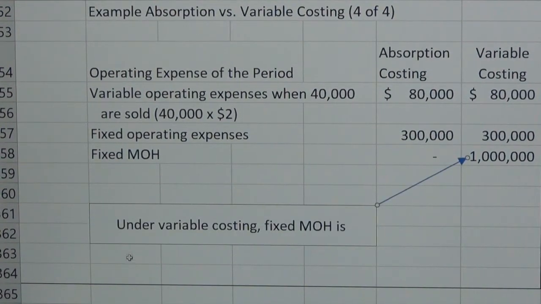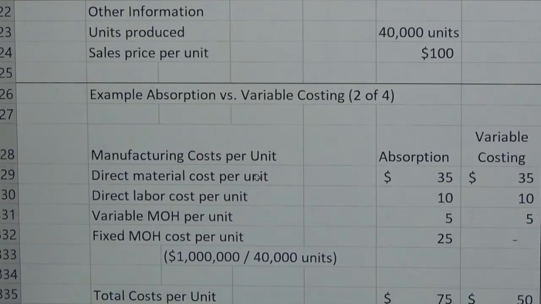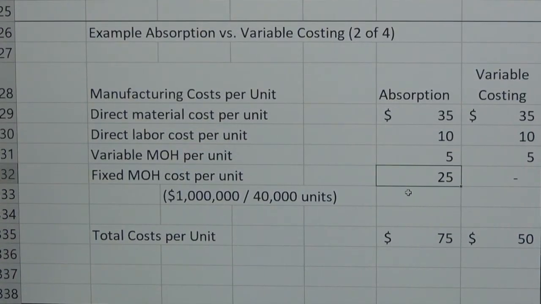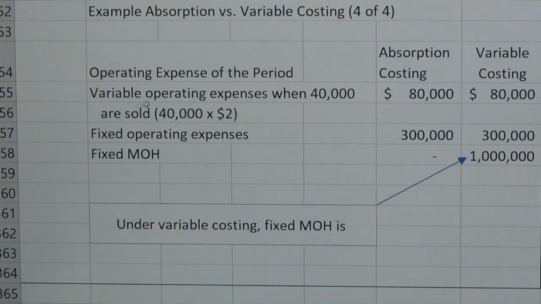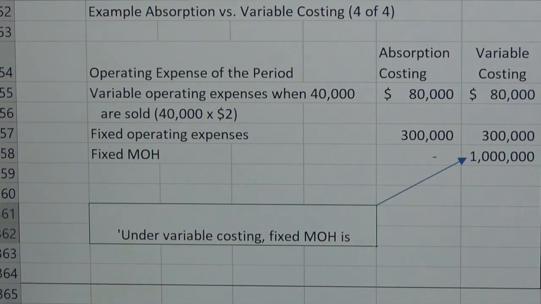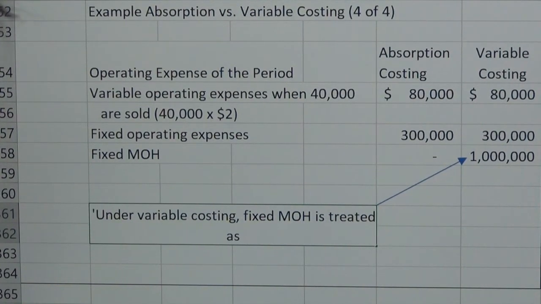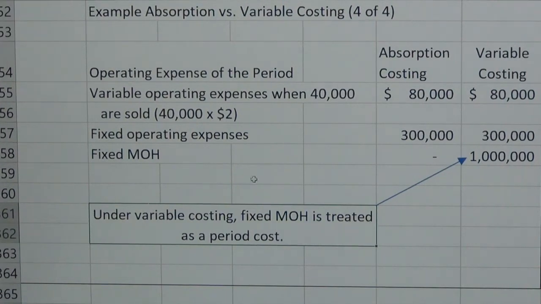So there's the key: the difference is that under absorption costing, this fixed MOH was really part of the product cost right here. Fixed MOH, boom, right there. But under variable costing, we ignored it. We didn't even take it into consideration. Now, the cost just doesn't disappear. What it does is it comes down here, and we're going to include it as part of our period costs. Fixed MOH is treated as a period cost. So that's the difference. We took that cost into consideration under the product cost, but since we ignored it for variable costing, we have to put it somewhere. The cost just doesn't go away, right?